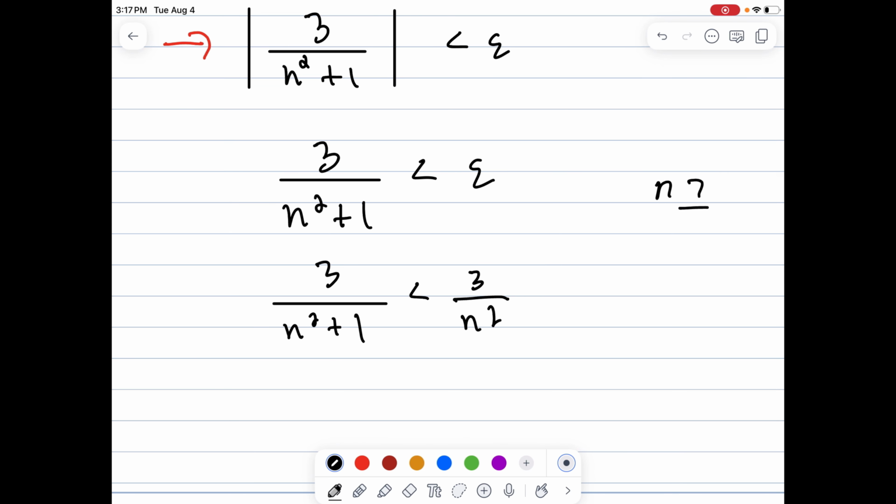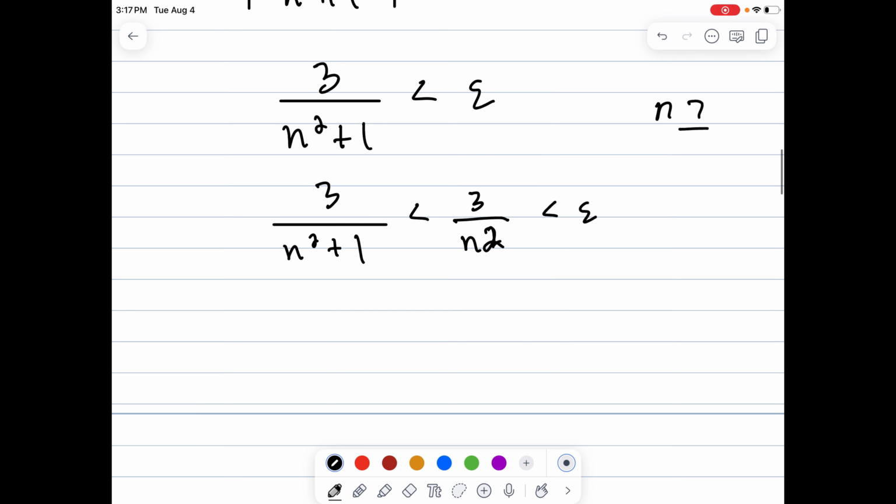So here's what I mean by that. If you take 3 over n squared plus 1, and you take the 1 away from the denominator, and you look at the fraction 3 over n squared, then 3 over n squared plus 1 would be less than 3 over n squared. And why am I saying that? Well, if I set that 3 over n squared to be less than epsilon, working with this expression is going to be easier than working with the one I had originally. Just that little detail makes things easier for you.